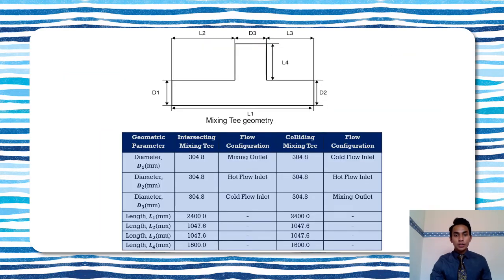So this is our geometry dimension. Both colliding and intersecting mixing T would have the same geometry and dimension. The only difference is the flow configuration inside the mixing T.